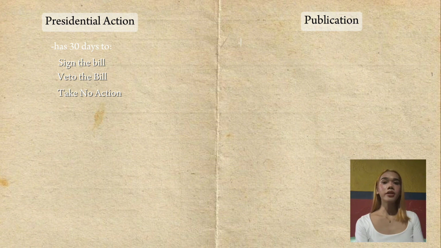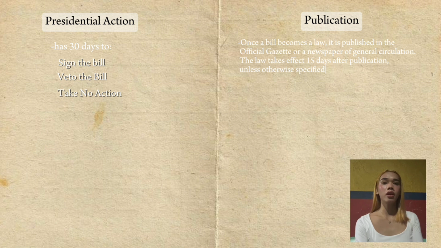Publication. Once a bill becomes a law, it is published in the Official Gazette or a newspaper of general circulation. The law takes effect 15 days after publication, unless otherwise specified. This official process ensures the laws undergo rigorous reviews and consultations to align with constitutional requirements and the public's interest.